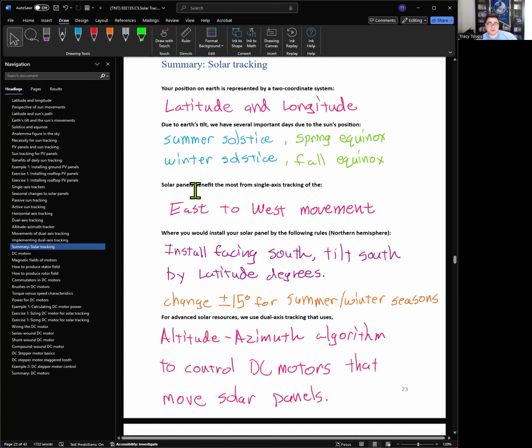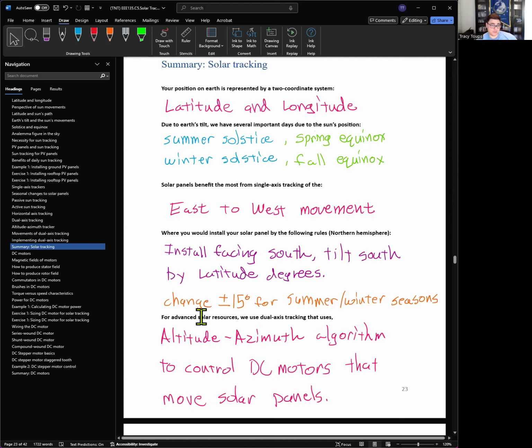Okay. Solar panels benefit from single axis tracking of east to west movement first. So if you're going to do any amount of tracking, it's always the daily east to west movement. Okay. Where would you install your solar panel, following the rules for a northern hemisphere house? Install facing south. That's a start. And then tilt south by the latitude degrees. Okay. You might want to change plus or minus 15 degrees for summer and winter seasons if you want to get a little extra efficiency out of your PV systems on your rooftop.